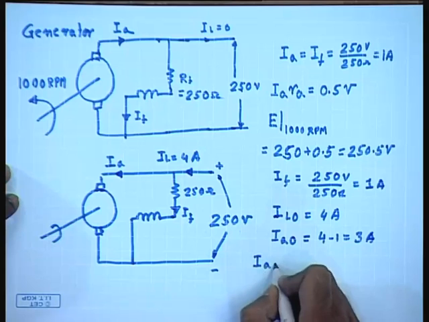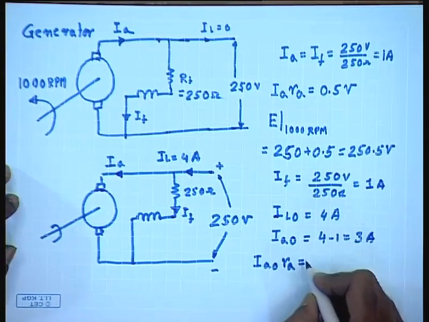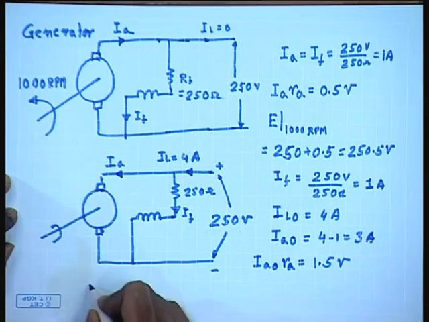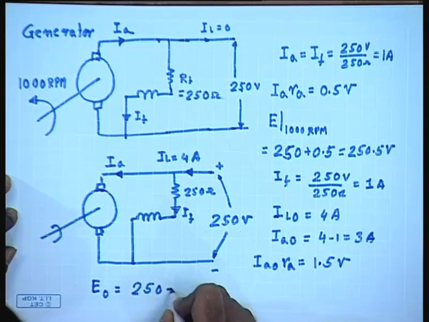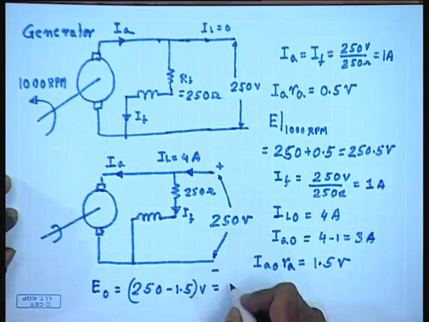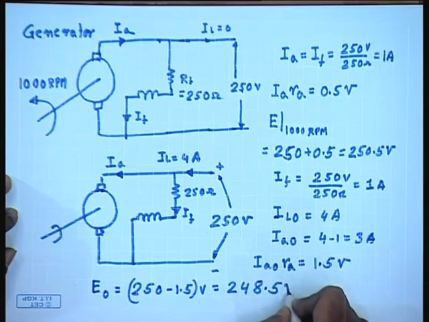Ia0 Ra equal to 1.5 volts. So, E0 equal to 250 minus 1.5 equal to 248.5 volts.